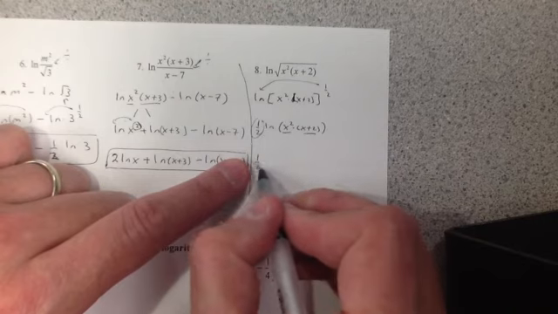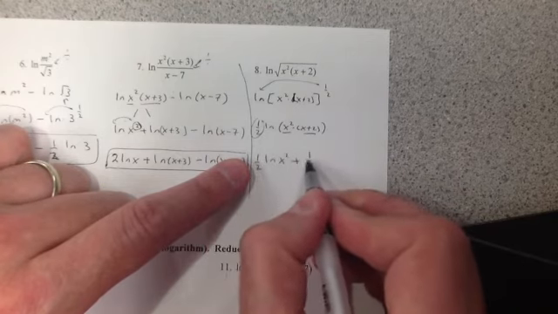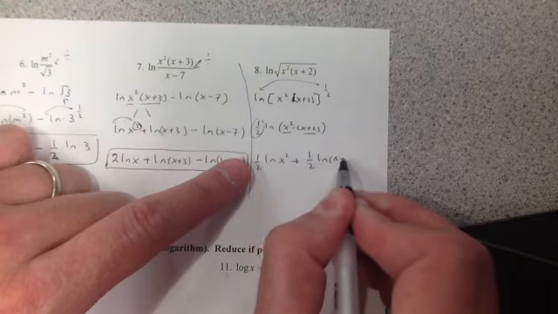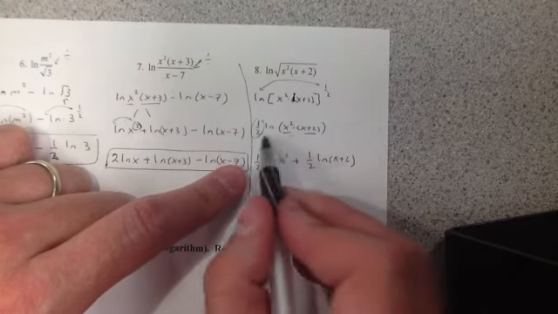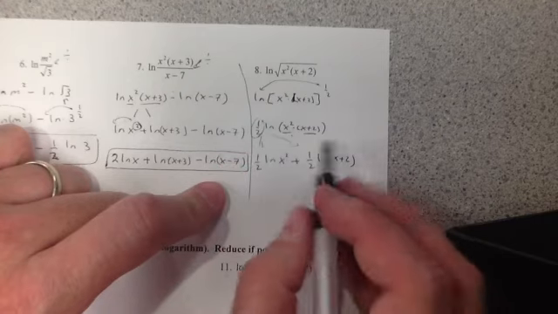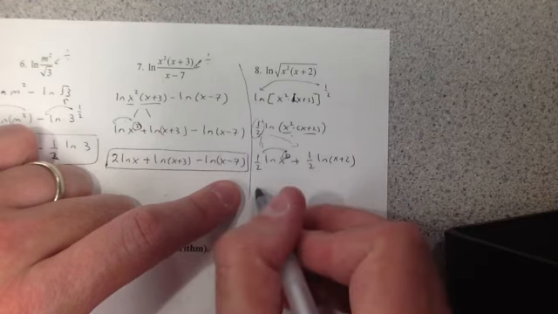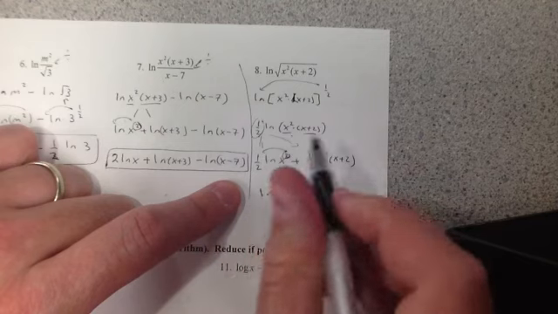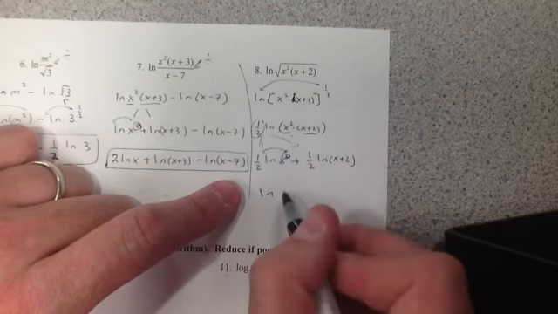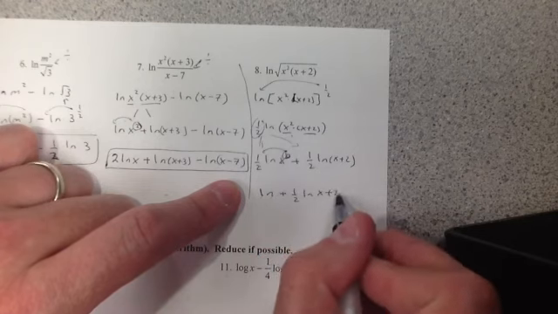This becomes 1/2 natural log of x squared plus 1/2 the natural log of x plus 2. This 1/2 has to go to both of them when we add it, because it's kind of like a distributive property here. And now the last thing we can do is just bring down your power. So this becomes just the natural log of x, because 1/2 of 2 is 1, plus 1/2 the natural log of x plus 2.